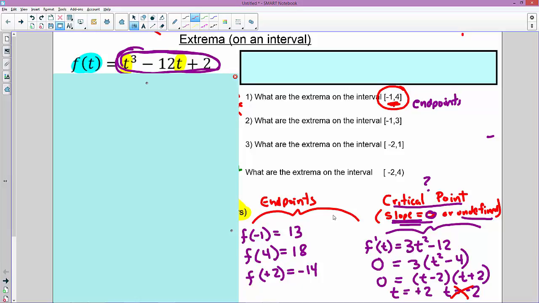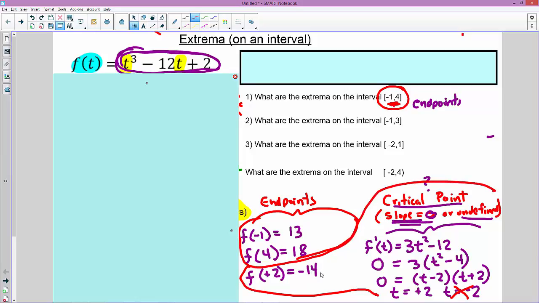Okay, so once I've done that, this isn't really an endpoint. These are the endpoints, and this is the critical point. Once I test them, I just look at the numbers. What is the highest number here? That's the max. What's the lowest number? This is the min. And this endpoint we ignore. This first endpoint has no bearing on the problem now that we've tested it, and all we have is a max and a min. And it's that easy. All right, we'll try an example like that right now.